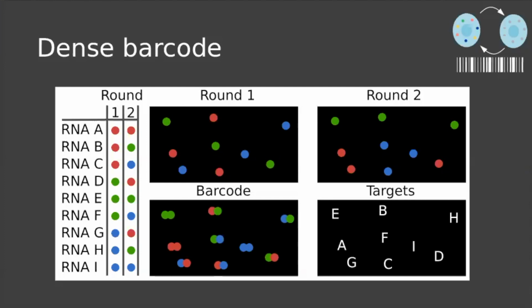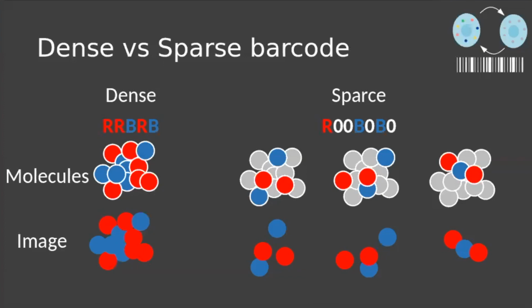The barcodes that I put in the example here are dense barcodes, which means that every gene is always labeled in every round. So all the genes are always labeled. In MERFISH, where they had the binary code, there were zeros in there, which means that the transcript is not labeled. And this is a very nice way to deal with the optical space.